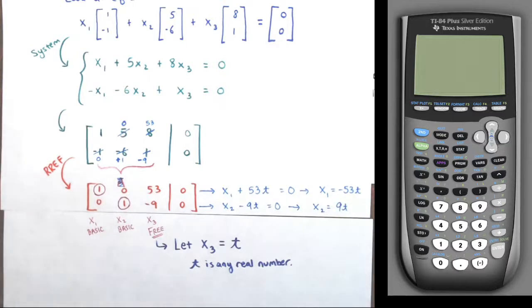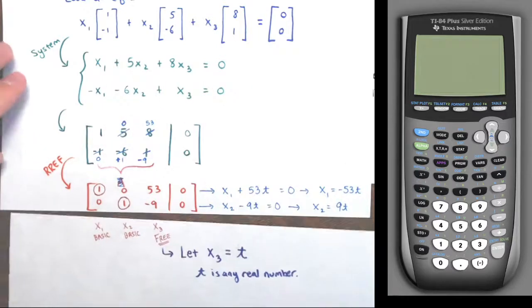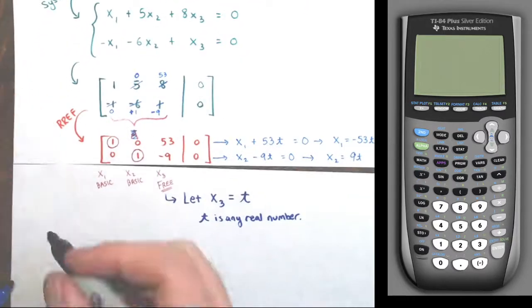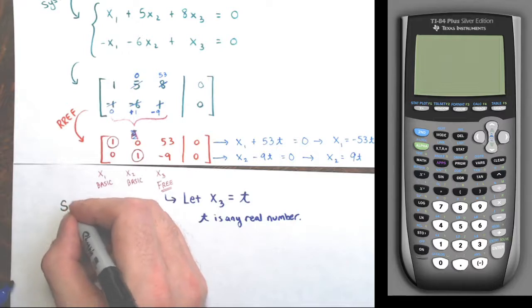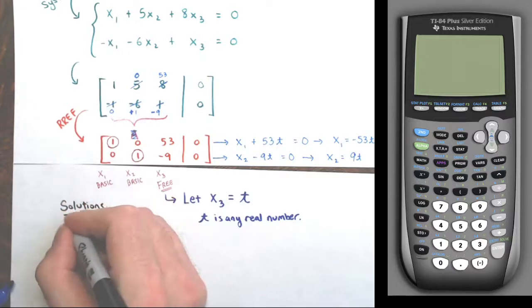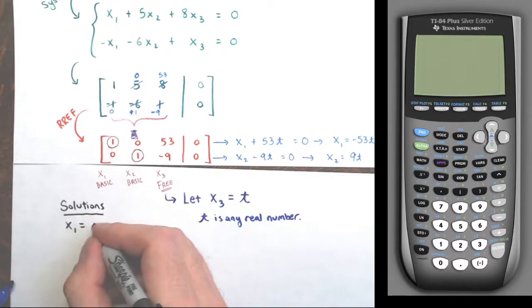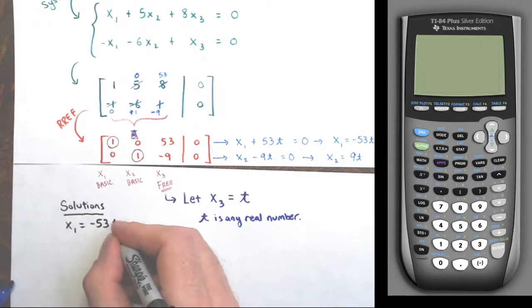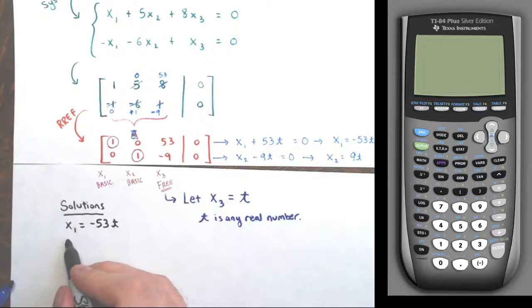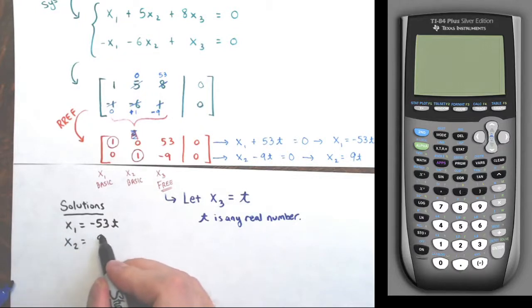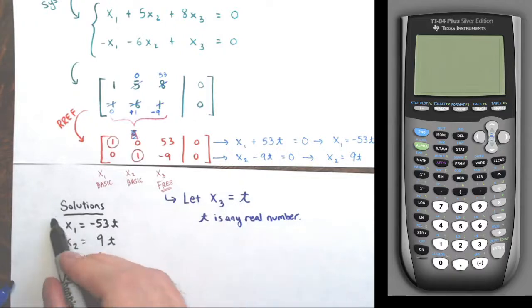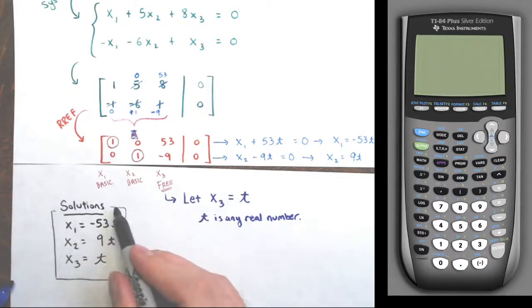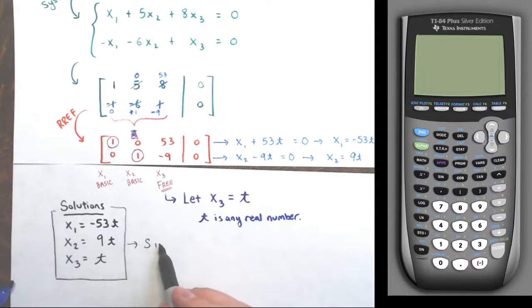So the solutions of this equation: I can replace x1 with negative 53 times whatever I want for t. The value of x2 is going to be 9 times, again, whatever I choose for t, and the value of x3 is going to be this choice of t. So again, definitely S is dependent. The set of vectors is dependent for sure.